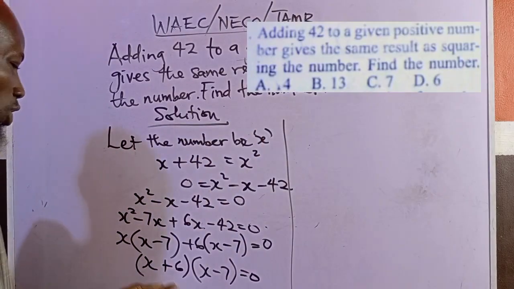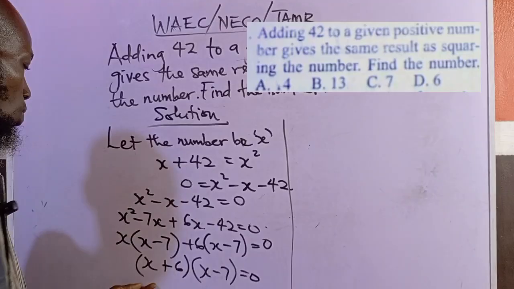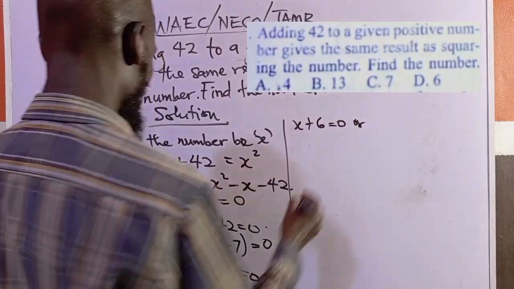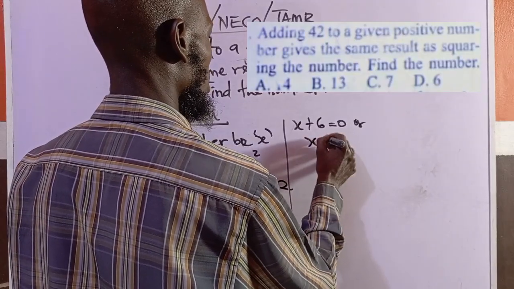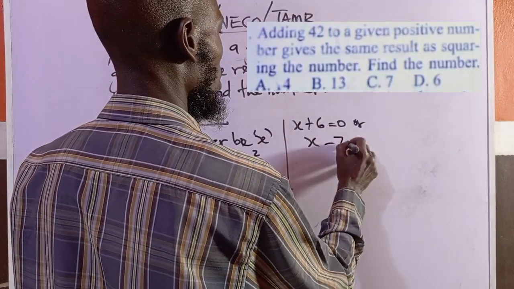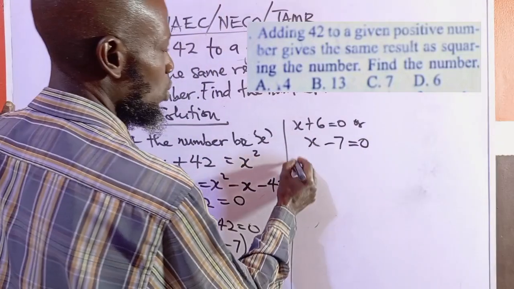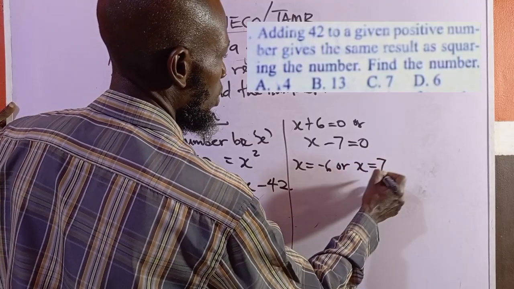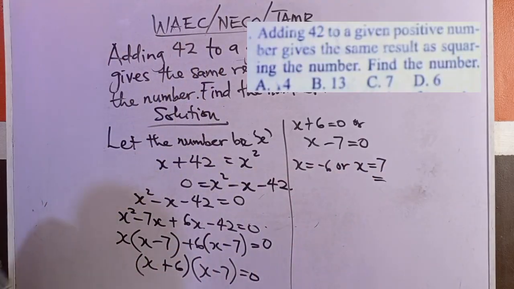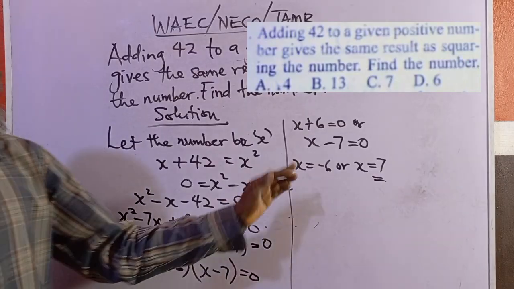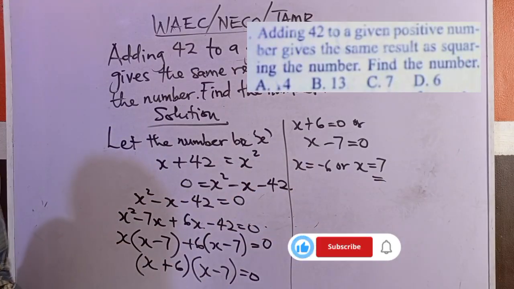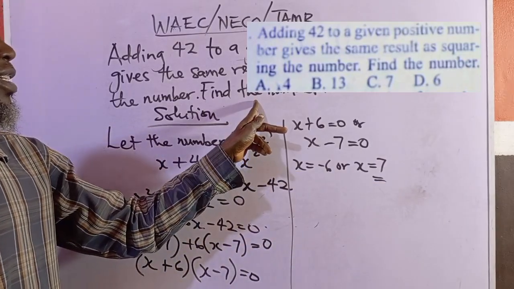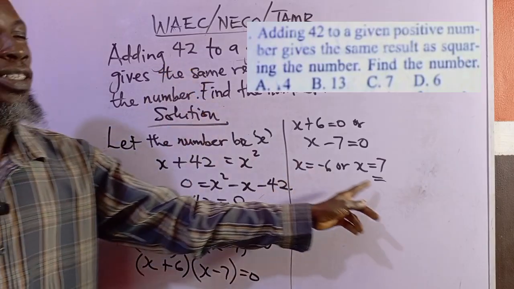Now we equate this to 0, and we also equate this to 0. So here we are going to have x plus 6 equals 0, or x minus 7 equals 0. For this one, x is equal to minus 6, or x is equal to positive 7. If you look at the question, we are given a positive value of x, not negative. So the answer is 7. So the number that is added to 42 is 7.